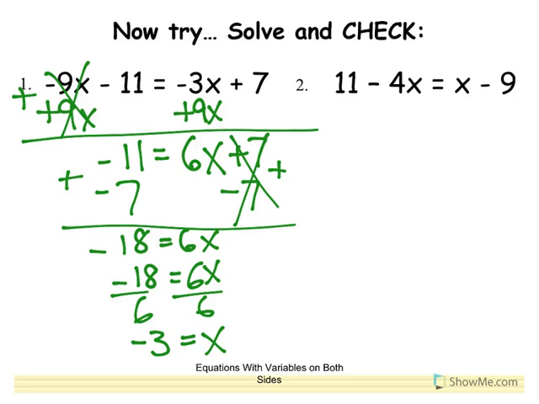And if I check it, which you guys I'm sure are doing, on the left side, negative 9 times 3 is 27 minus 11 is 16. On the right side, negative 3 times negative 3 is 9 plus 7 is 16.